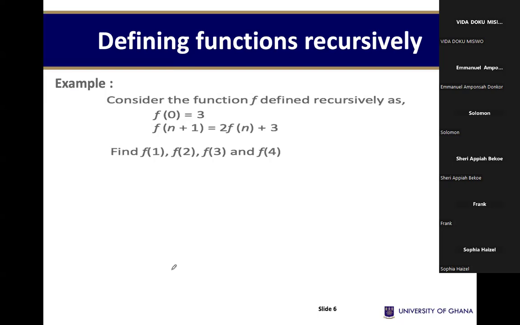Now let's look at this example, and let's see whether we can try it. Consider a function f defined recursively as f of 0 equals 3, and f of n plus 1 equals 2f of n plus 3. Our main task here is to find f of 1, f of 2, f of 3, and f of 4. Can we all try? Yes, sir, we are trying. All right, sure, good.